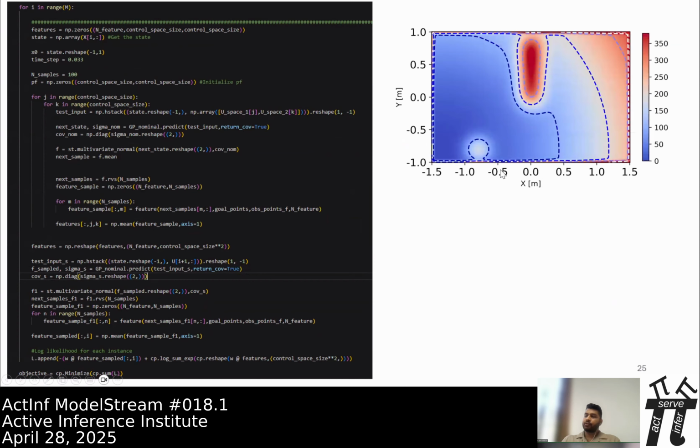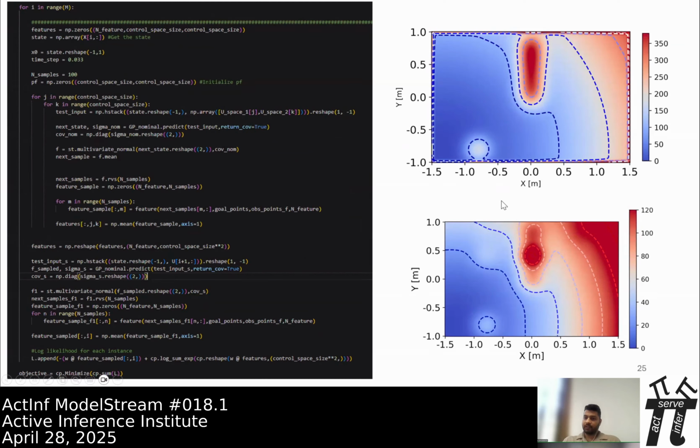So this was the real cost function or the objective function of the expert agent, and this is the reconstructed cost function of the agent. You can see that they are very similar in nature. You have high cost away from the goal point, and you have the obstacle in the center, and so forth. And using this reconstructed cost function, the agent is still able to go to the goal while avoiding the obstacles.